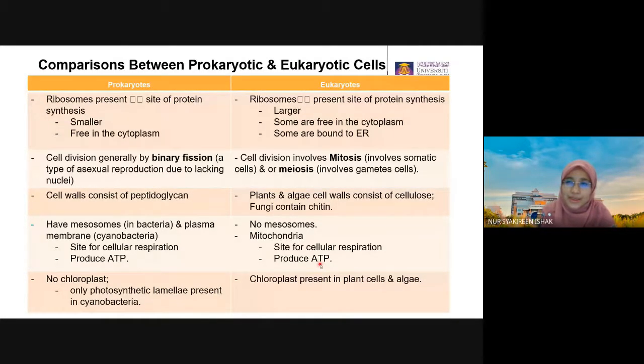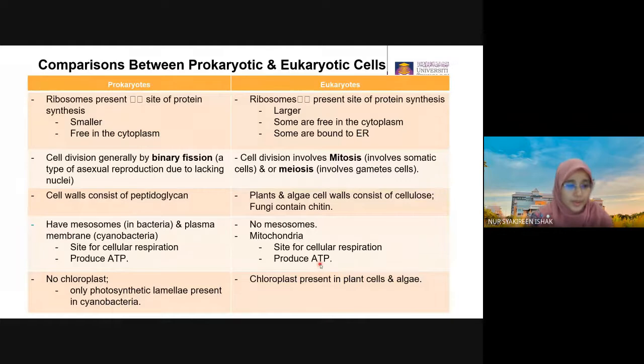Or the process of secreting waste from the cell through exocytosis. Kita akan tengok nanti chapter 3, exocytosis is also an example of active transport. So those processes require energy. The muscle movement, contraction of muscle, also requires ATP. So those are some of the cellular activities that require ATP, which is produced through cellular respiration, which occurs in the mitochondria.